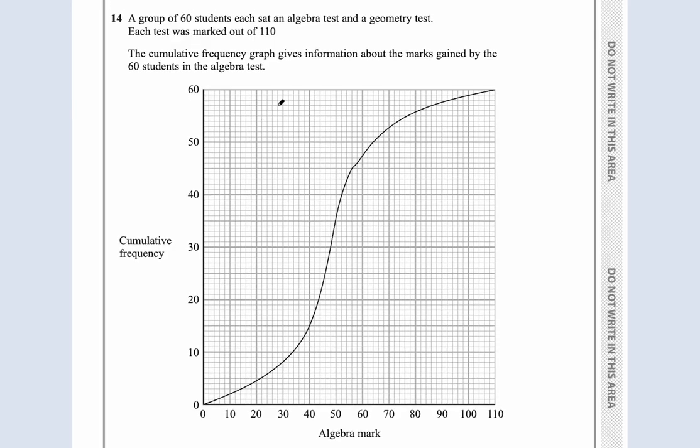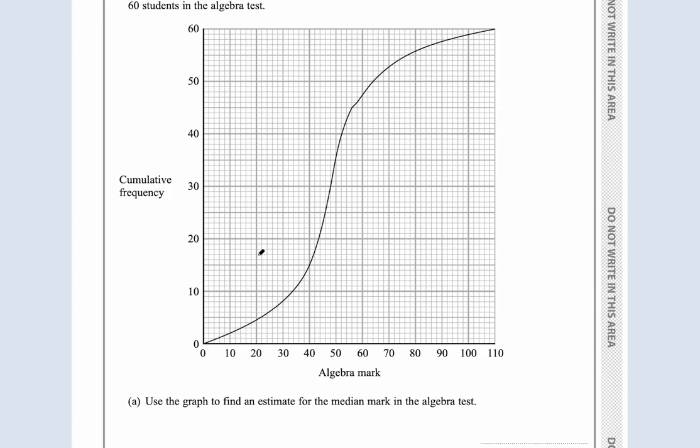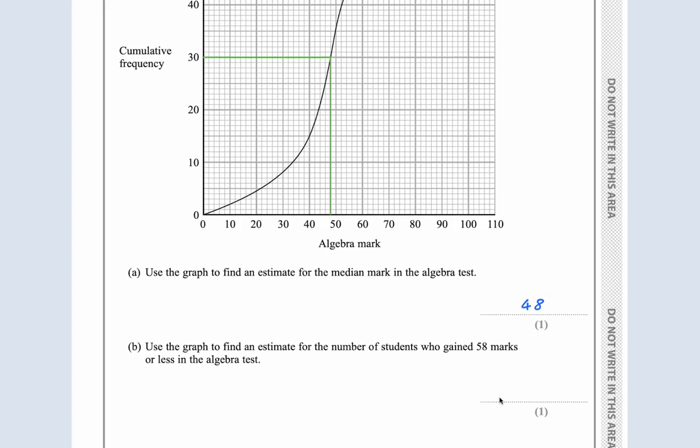Question 14. A group of 60 students sat an algebra test and a geometry test. Each score was out of 110. This is the cumulative frequency graph. First question: use the graph to find an estimate of the median mark. We've 60 students, guys. The median is going to be 30, so we go straight to 30. We draw a line across and then down, and it should hit spot on this number here. These are going up in 2s, so it is 42, 44, 46, 48. So the median score is 48.